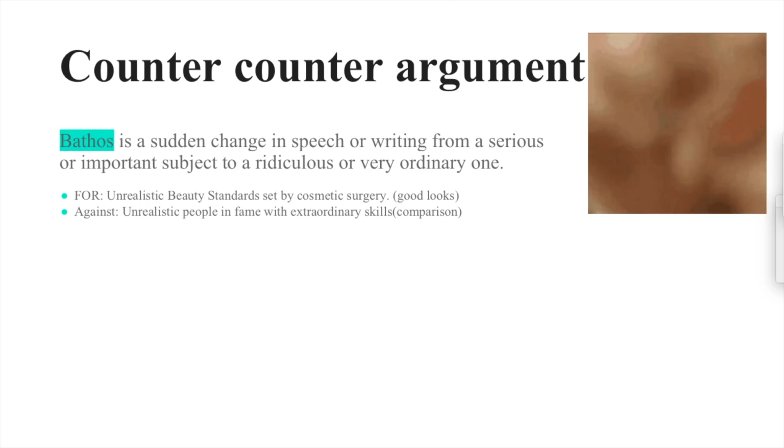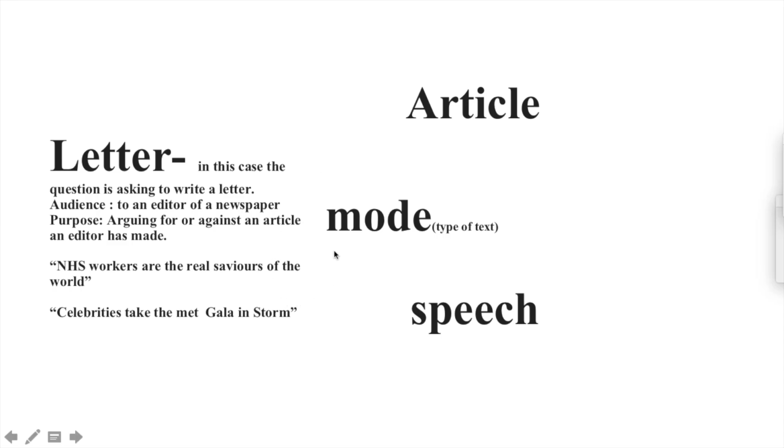Again, look at the mode of what you're doing, so whether it's a letter, an article, or a speech. In this case the question is asking you to write a letter, and you also have to address your audience. So it could be to the editor of a newspaper, and your purpose is to argue for or against the article that an editor has made. For NHS, it could be titled "NHS workers are the real saviours of the world. Celebrities take the Met Gala and storm," and just talking about it.